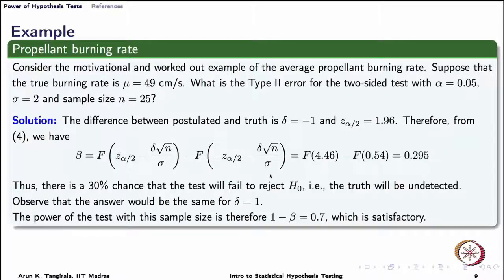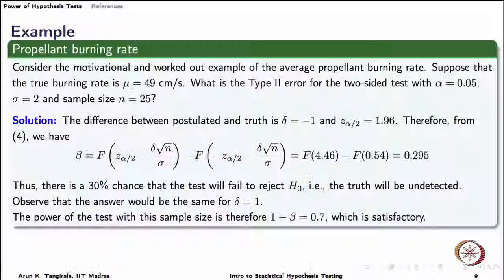What does this mean? There is a 30% chance that we will fail to reject H naught, because power is 1 minus 0.295, assume it is 0.3 for discussion purposes. Power of the test denotes my ability, or the probability, of rejecting H naught when it is false. So, obviously, beta denotes, by definition, the probability of failing to reject H naught when it is false. What kind of false thing do we have here? Well, the truth is -1 in deviation from the postulated value.